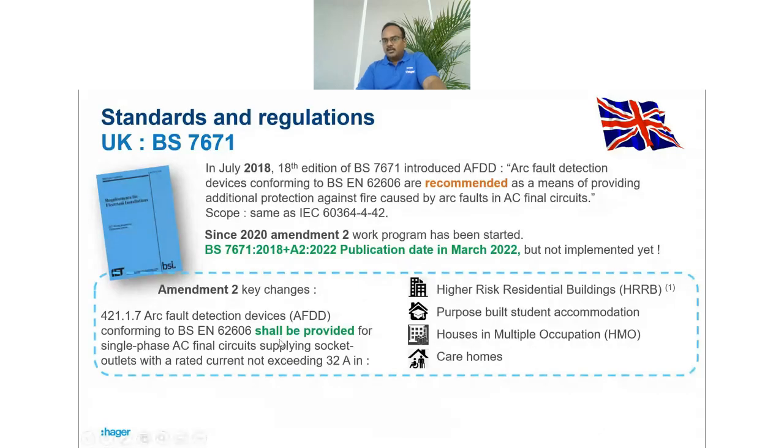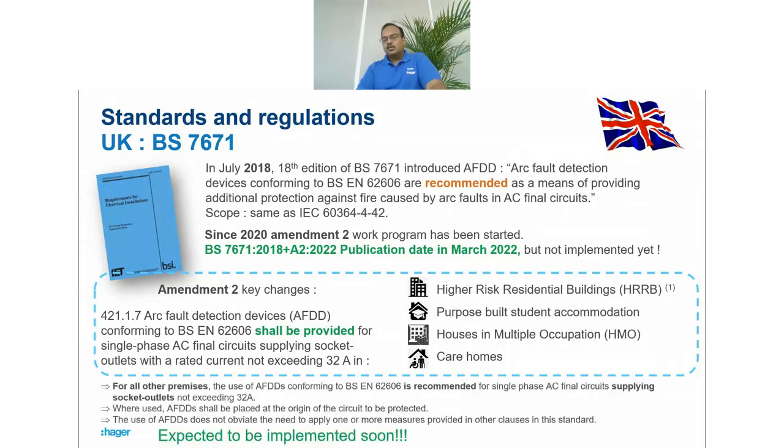You can see here amendment 2, which says shall be provided. So from a recommendation in 2018, it has now become shall be provided in high risk buildings, purpose built student accommodation, houses in multiple occupation. Then there are care homes, for example. So this is where the UK has decided to implement AFDD. And the good news is it is expected to be implemented soon. The publication is done, which means the document is in place. It's already published. Only a strict or time-bound implementation will soon come up.